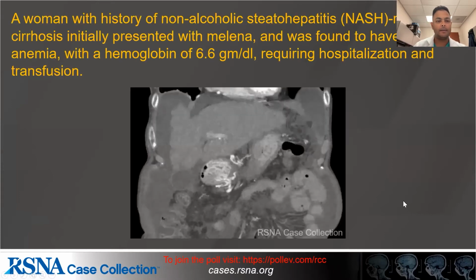On to our next case. This is a woman with a history of non-alcoholic steatohepatitis related cirrhosis, initially who presented with melena and was found to have profound anemia with a hemoglobin of 6.6. She required hospitalization and transfusion. You can see a representative post-contrast coronal CT reconstructed image right here.